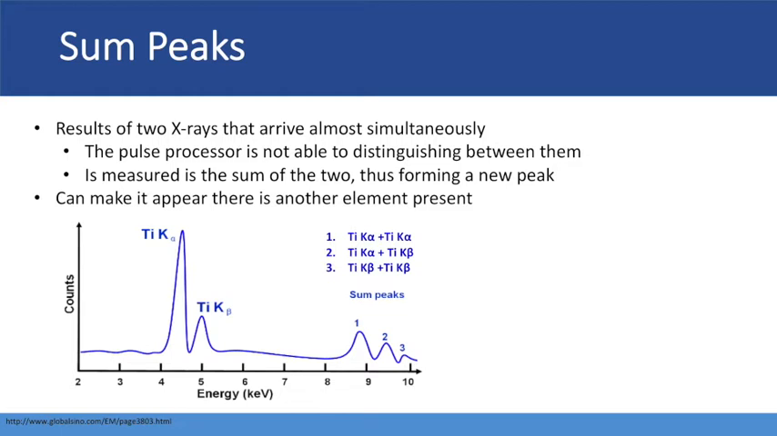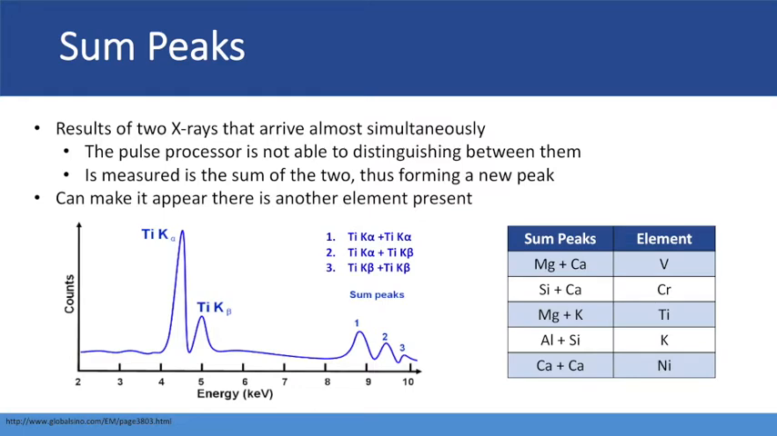Not only can X-ray signals from a single element form sum peaks, but X-rays from multiple elements can also form these peaks. These become a real issue when the sum peaks are in a spectral location that is known to an element. For instance, the sum X-rays from magnesium and calcium are often mistaken for vanadium because the sum peak is in the correct location for where the vanadium would be if it was present. Silica and calcium sum peaks also appear to be chromium, magnesium and potassium form peaks mistaken for titanium, and the list, unfortunately, goes on and on.